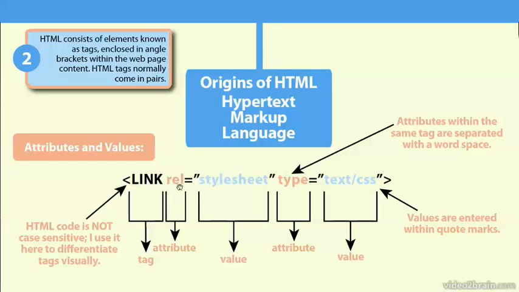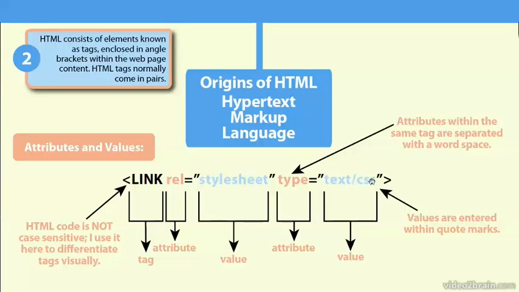I like to think of the attribute as maybe a question, and then the value is the answer to that question. So for example, in this particular case, the link element, type is the question: what type of link is it? And the answer is it's a CSS file. That's kind of how I like to think about it.